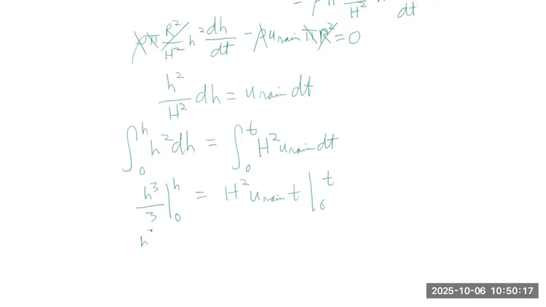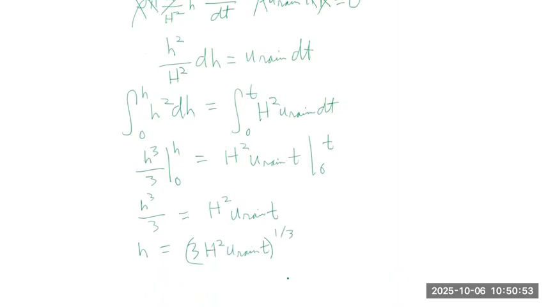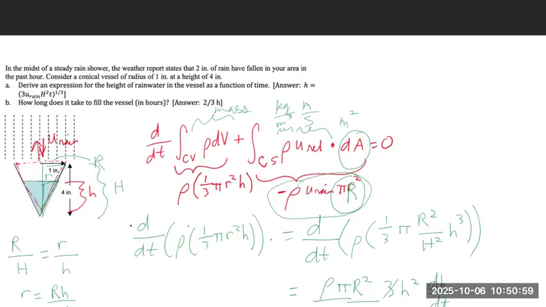So it's equal to h cubed over 3, and it's equal to h squared u rain t. Yes. And thus we can find an expression for h as equal to 3 times h squared times u rain times t to the power of 1/3. Yes. And that matches the answer that we were expecting at the beginning.